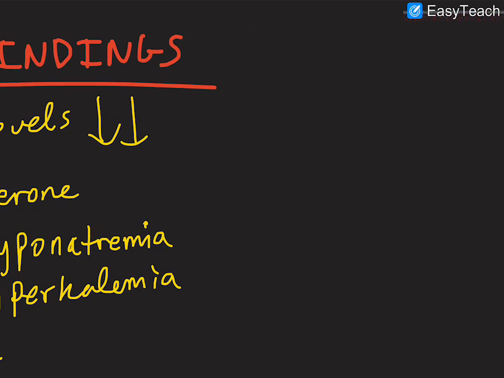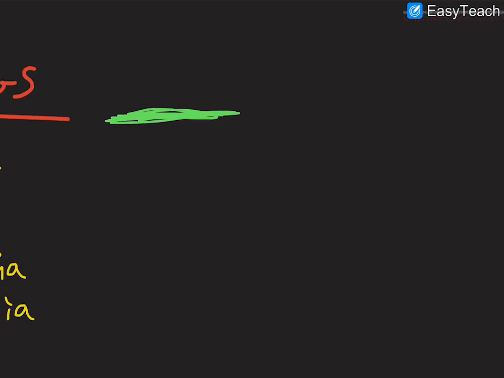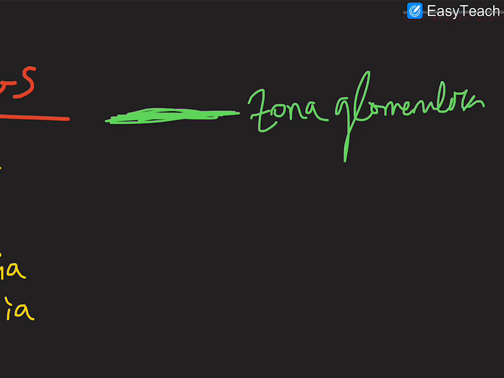So from the top, your first layer, let's do a different color. Remember your adrenal glands, the first layer of your adrenal cortex is your zona glomerulosa. And remember the second layer is the zona fasciculata.